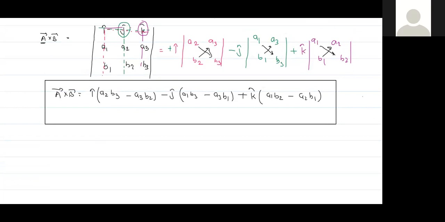Why J minus? I cap minus J cap, then J cap minus J cap, then plus K cap. Okay. So when you select I, then delete this row and delete this column.